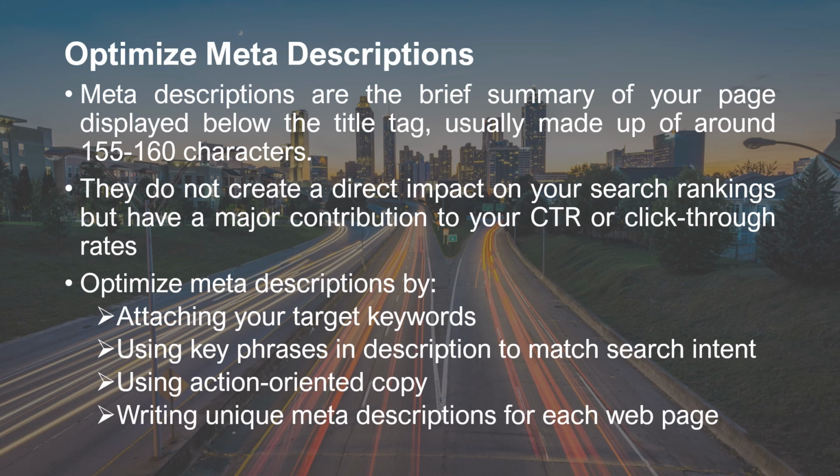Optimize meta descriptions. Meta descriptions are the brief summary of your page displayed below the title tag, usually made up of around 155 to 160 characters. Meta descriptions don't create a direct impact on your search rankings, but have a major contribution to your CTR or click-through rates. Optimize meta descriptions by attaching your target keywords, using key phrases in description to match search intent, using action-oriented copy, writing unique meta descriptions for each web page.